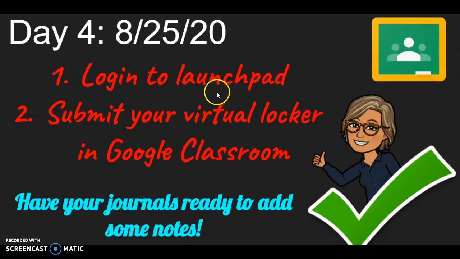As a reminder, daily we should be logging in to Launchpad. You have until midnight tonight to submit your virtual lockers in Google Classroom. And now would be a good time to get your journal so that you can add notes to your spiral.